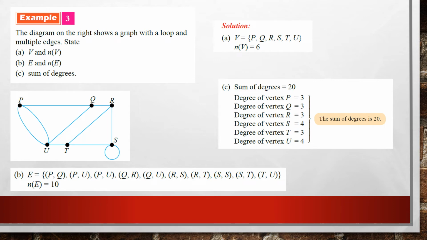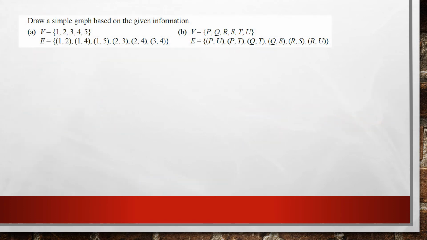So next, we look at the next example, that is example 4. Draw a simple graph based on the given information. You can refer to page 133. So this is for part A. The given vertices are 1, 2, 3, 4, 5. Then the edges are 1 2, 1 4, 1 5, 2 3, 2 4, and 3 4. So this is the answer given.